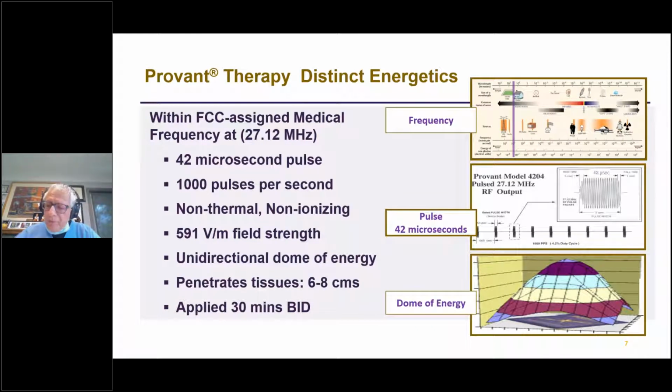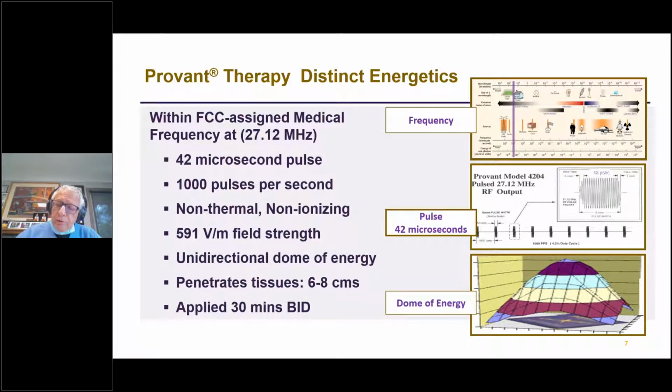The specific waveform characteristics of this device, the Provant, are unique to Provant. It has a 42 microsecond pulse, which is really the pulse width, and it's delivered at a rate of about 1,000 pulses per second. The emission is dome-shaped, and it's depicted there in the lower right-hand side of the slide. And this becomes important when you're applying the actual electromagnetic pad on a patient.